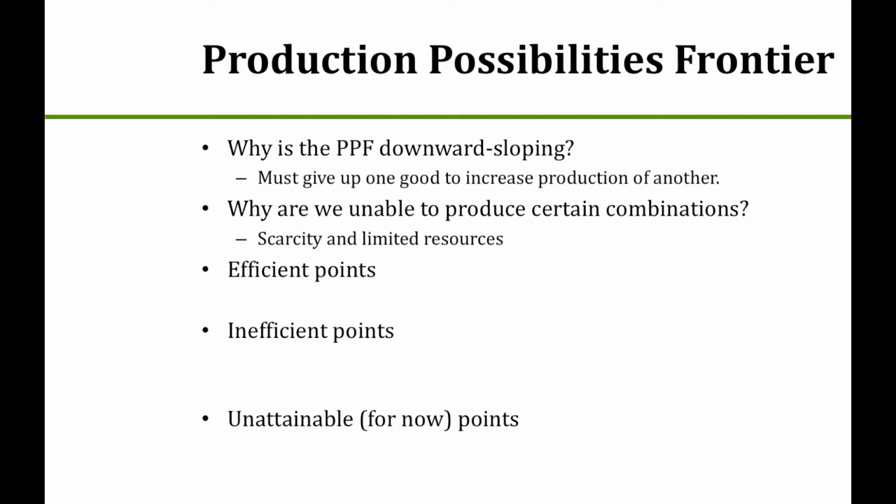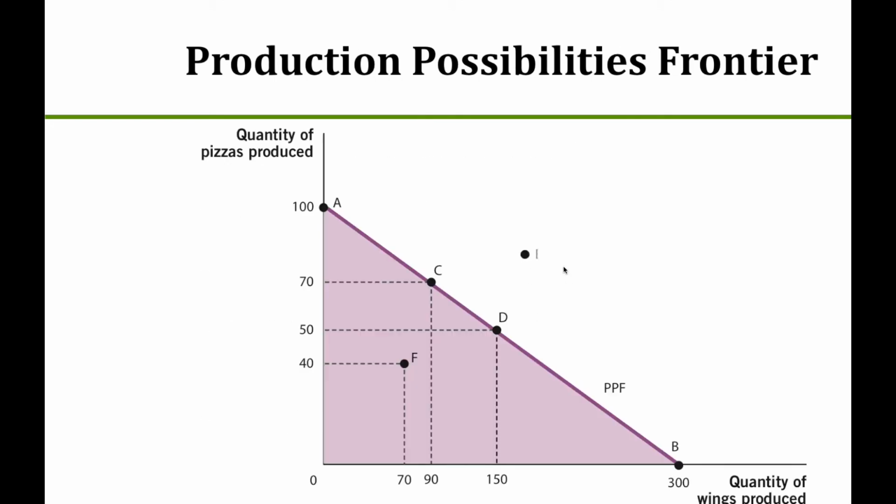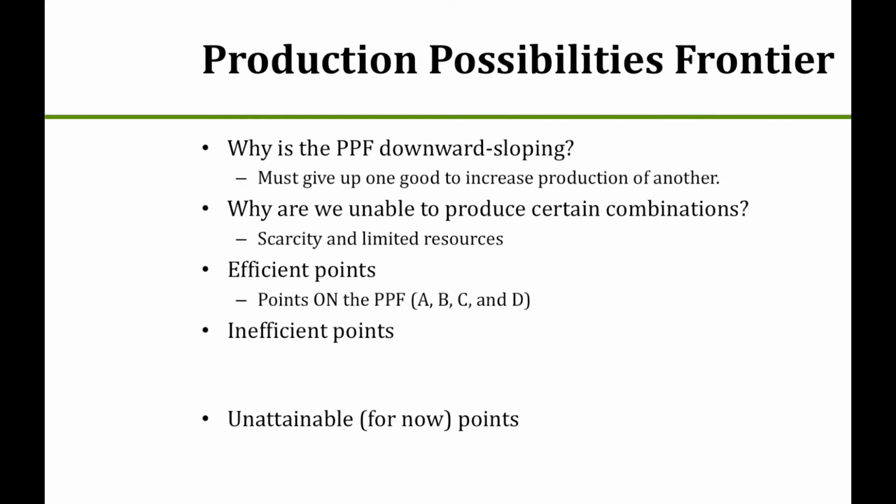Why are we unable to produce certain combinations? It's because of scarcity and limited resources. I emphasize that several times. Since we have two important assumptions in this model, fixed resources and fixed technology, that means we have to face scarcity and limited resources. So we cannot produce at point E here. The next part is efficient points. We covered that one. Points A, B, C, D are the efficient points. Any point on the line is an efficient point.